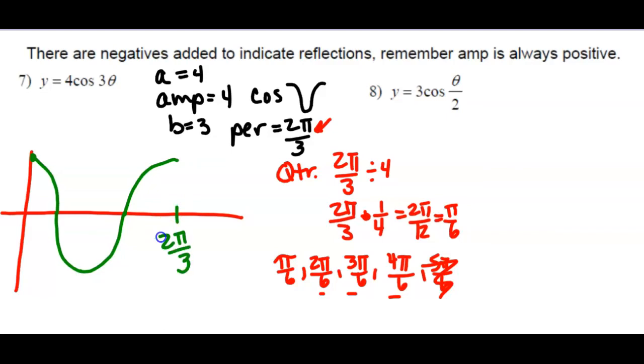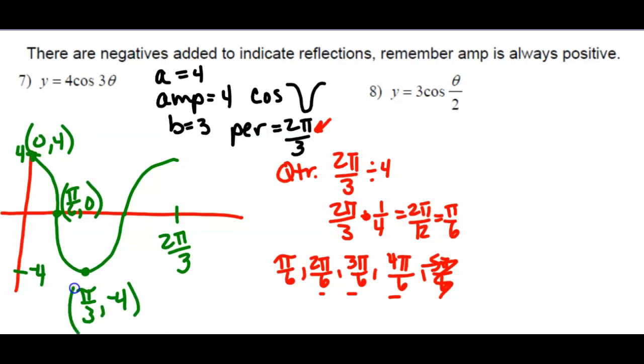Do you see how much easier this is without the graph paper? So it starts at an amplitude of 4, and it should have a minimum down at -4. Now it said we're supposed to call these quarter points pi over 6, 0. This one was 0, 4. This one would be 2 pi over 6s, or a pi over 3, down at -4.